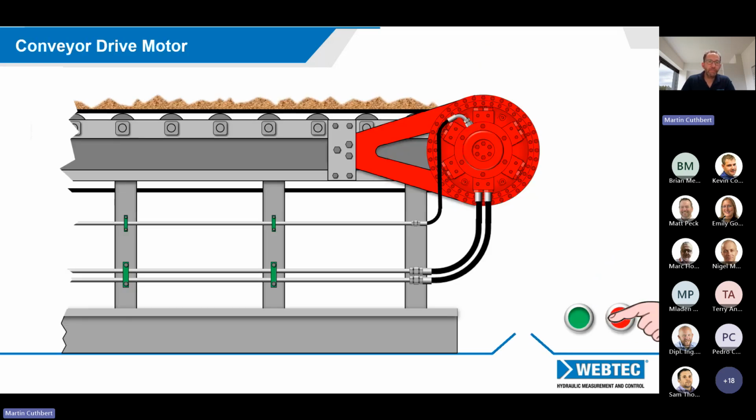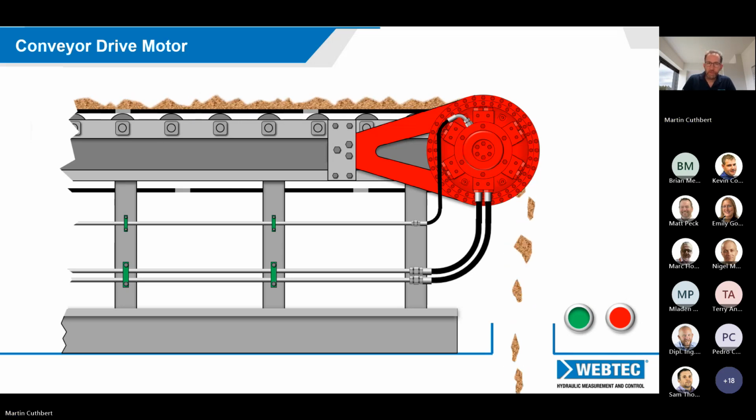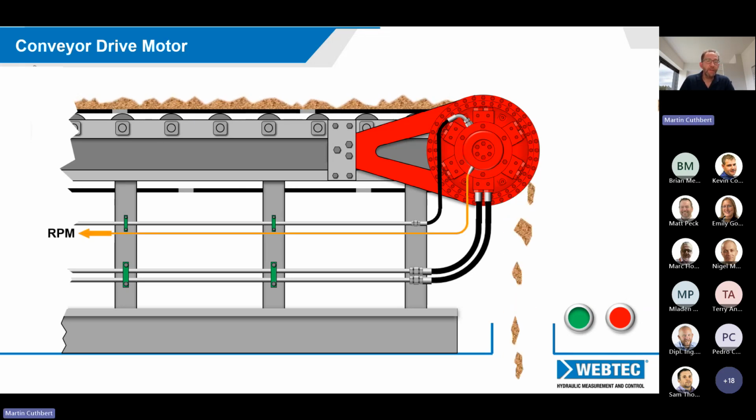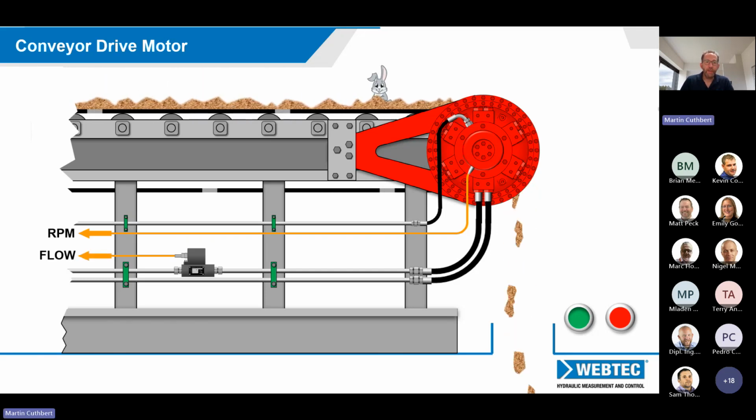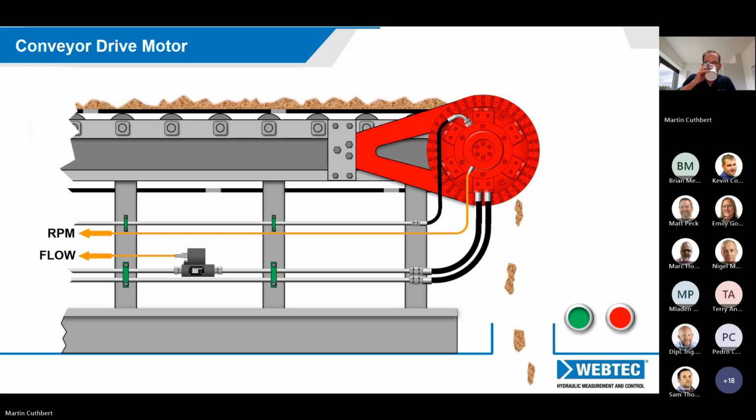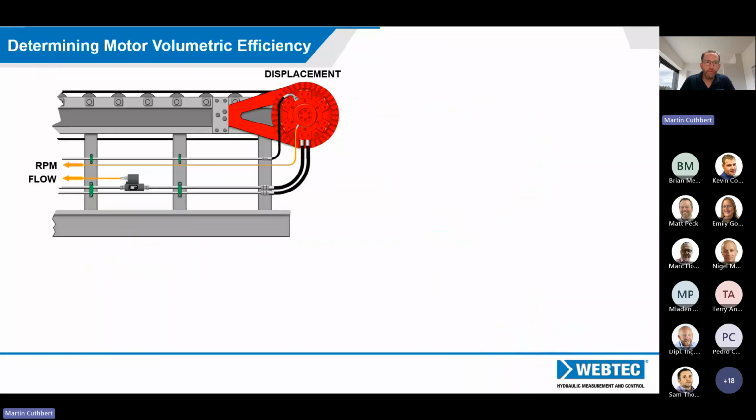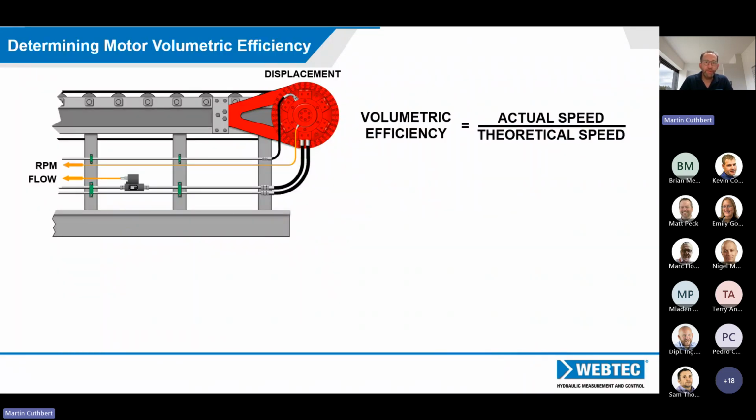If we were to switch that on, we have a nice little video here of the ore being moved on the conveyor belt and passed on. We can measure the speed in the motor. If we also measure the flow rate, we've then got the opportunity to measure both actual speed and theoretical speed, and we can work out the volumetric efficiency of the motor, and thereby use it as a prediction tool for whether the motor is starting to fail or not.